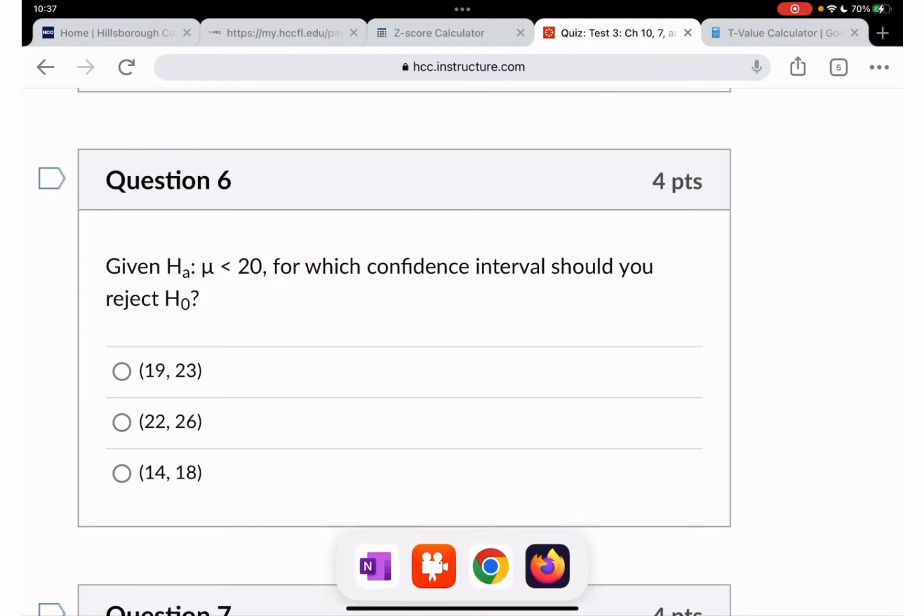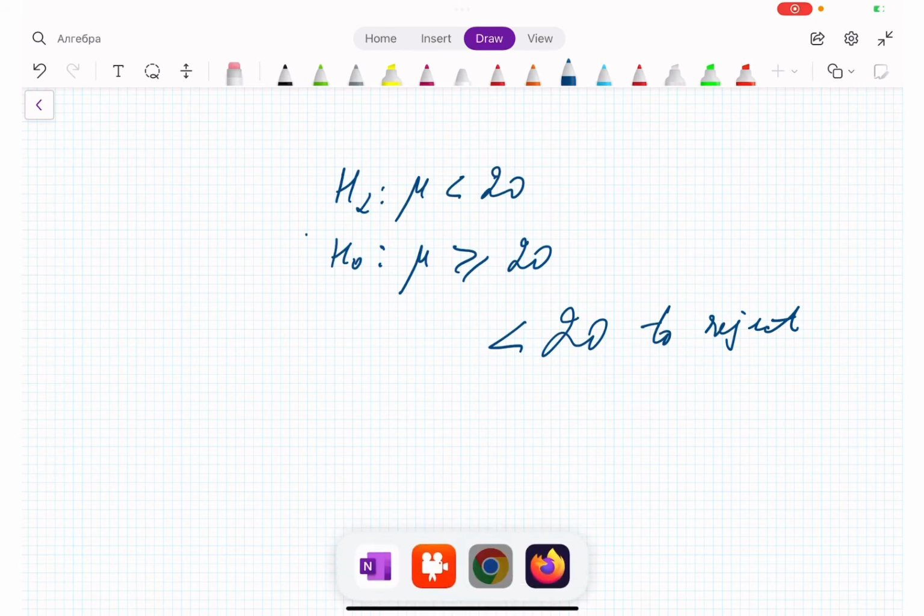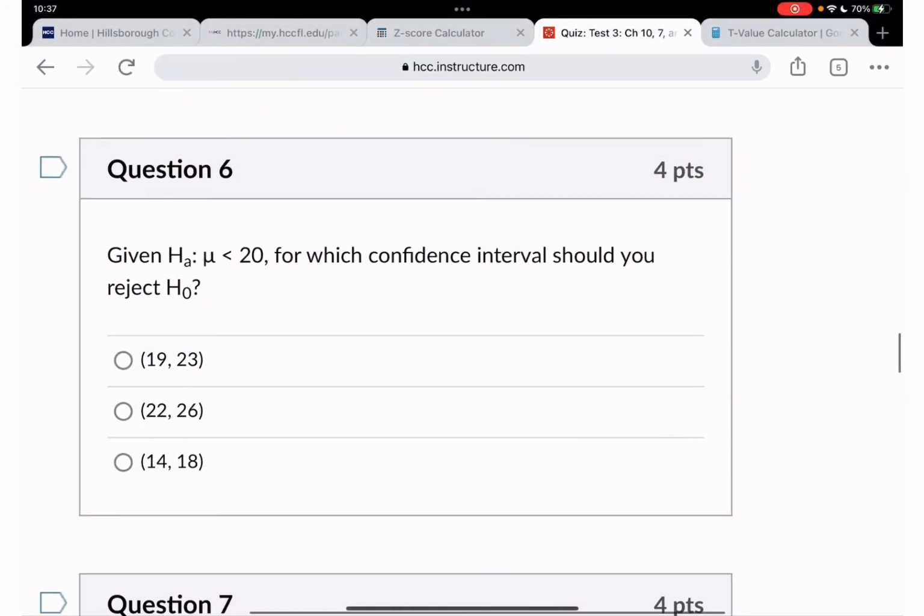Okay, null hypothesis. To reject the null hypothesis, everything has to be less than 20, so we would reject the null hypothesis, correct? So our confidence interval has to be less than 20. Let's go back. Which one is less than 20? This one. This one is the one where we are going to reject the null hypothesis. All right. Next.